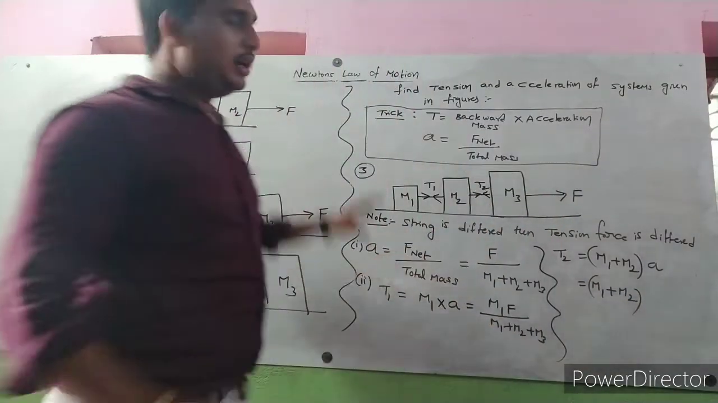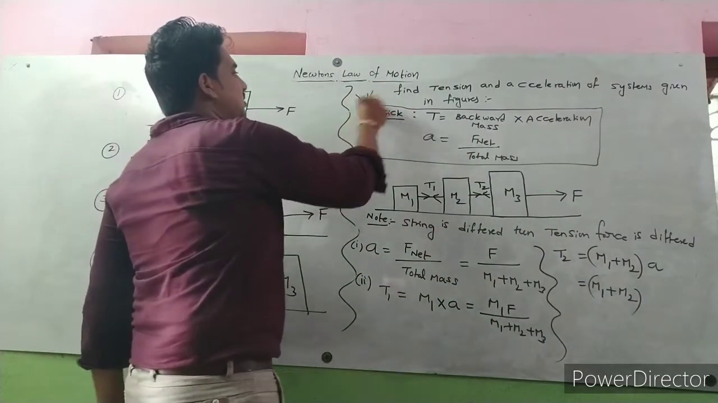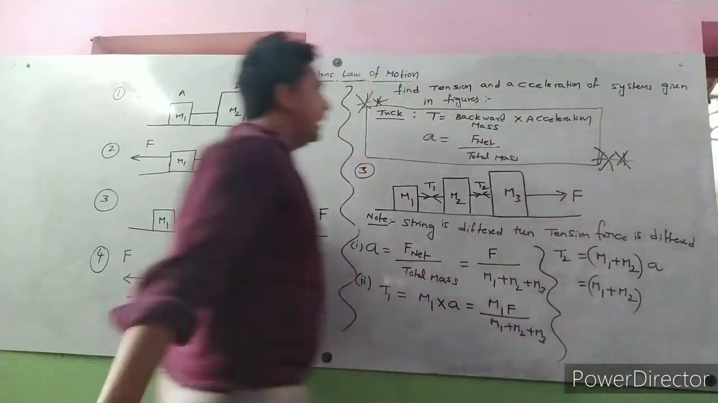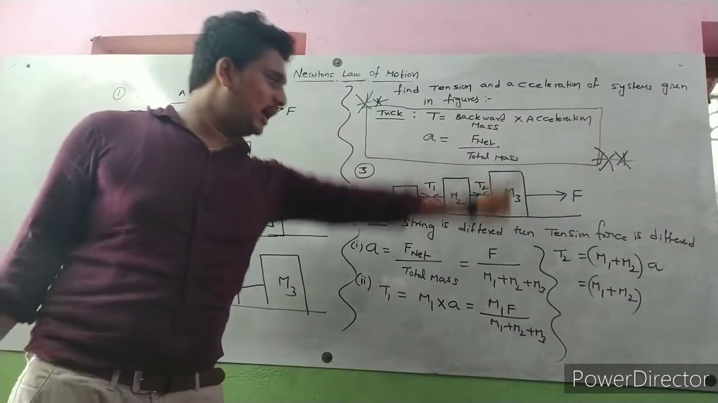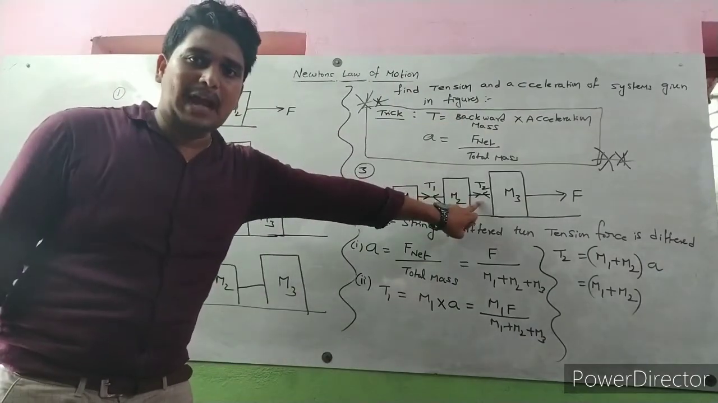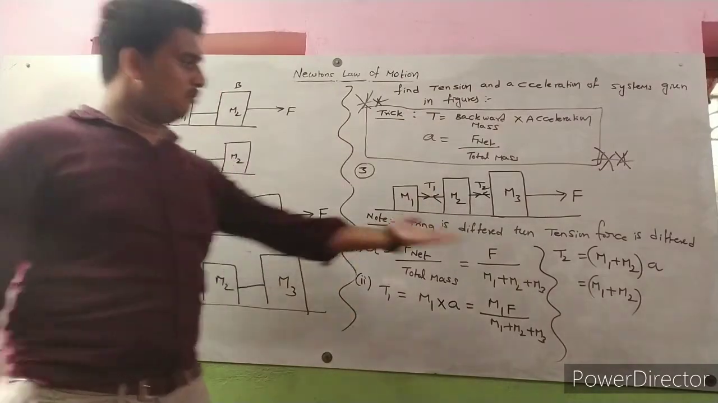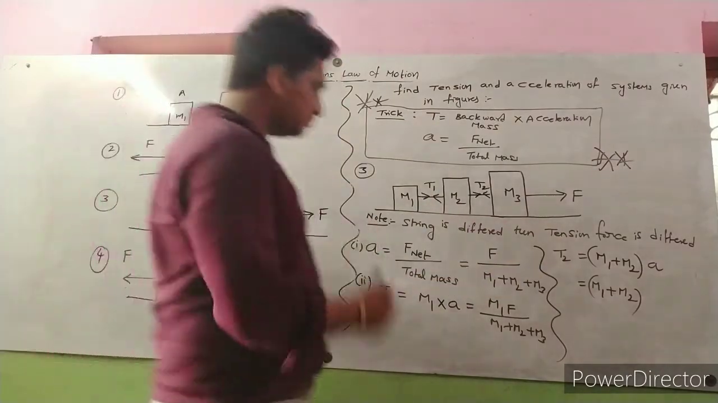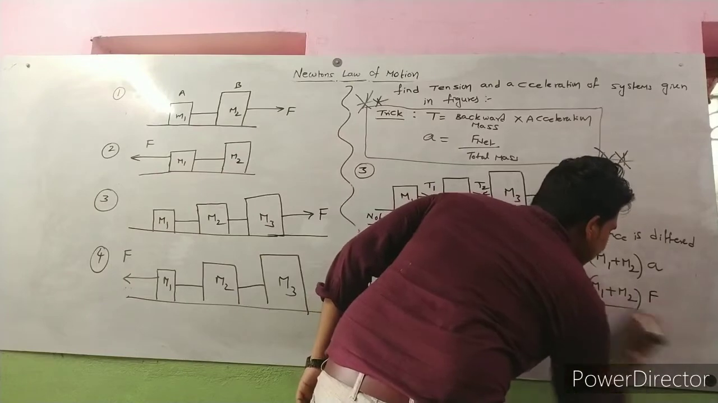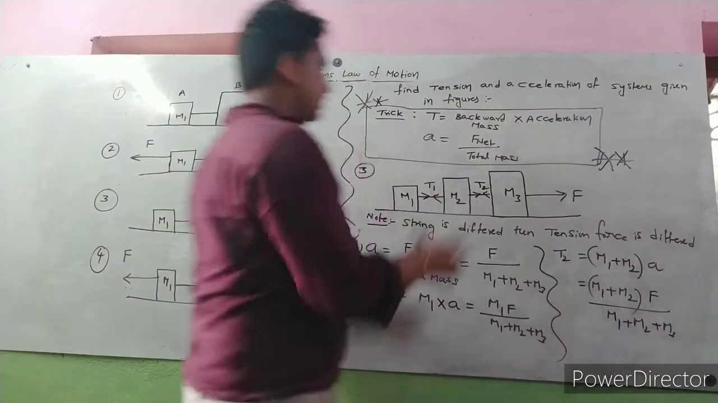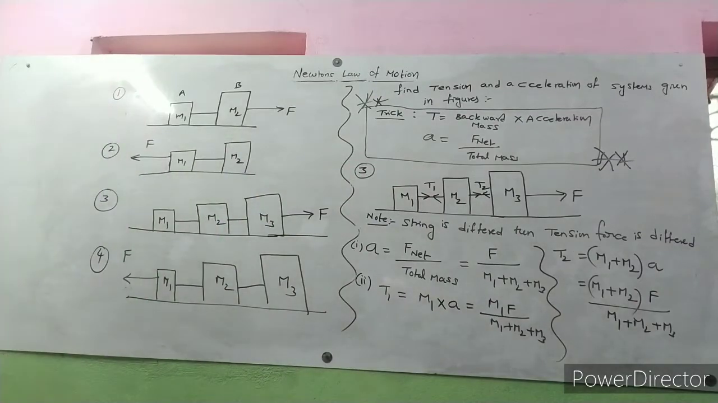So please note down these two tricks. With these two tricks, it is easy to solve any type of question. Tension means backward mass into acceleration. For T2, backward mass means m2 plus m1 into acceleration. And m1 plus m2 into acceleration means m1 plus m2 into F by m1 plus m2 plus m3. So this is the third question solution.